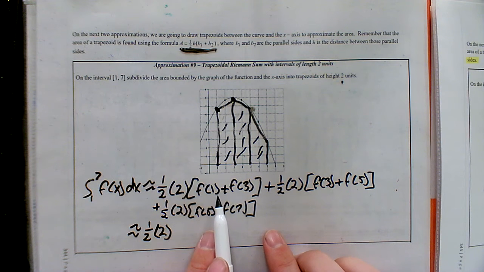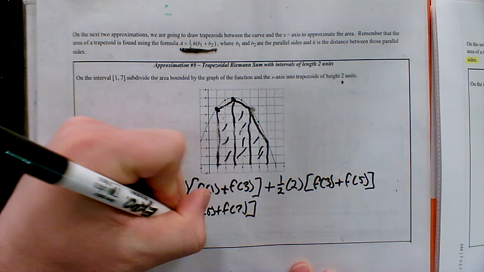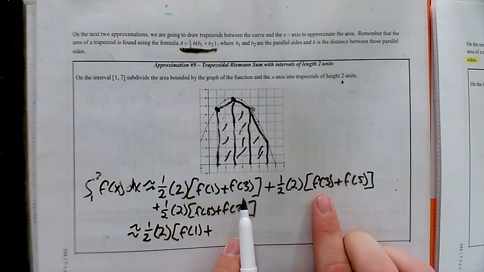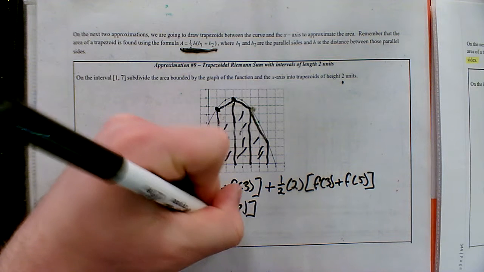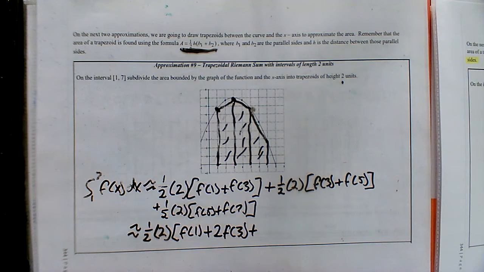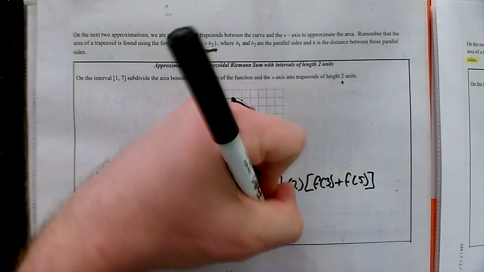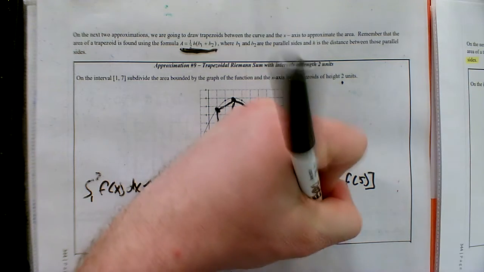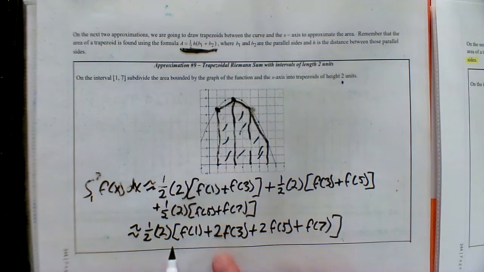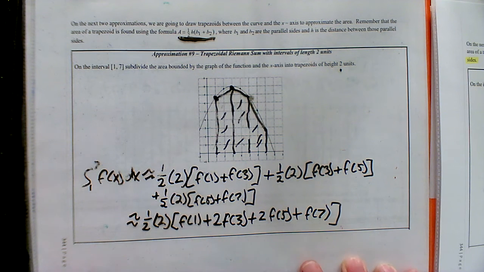And since we pulled those all out in front, we can add everything else together. Well, we have an f of 1. So f of 1 plus, I actually have two f of 3s. F of 3 plus f of 3. So 2f of 3. Then I have f of 5 and f of 5. I actually have two of them. So 2f of 5. And lastly, f of 7. So this is what you're calculating for the estimate on this one. 1/2 times 2 times f of 1 plus 2f of 3 plus 2f of 5 plus f of 7.